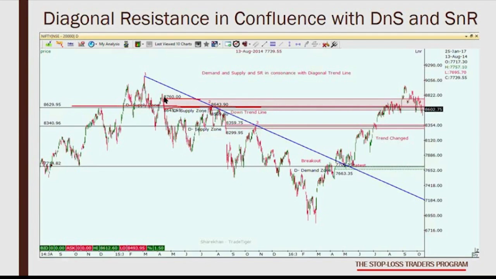For a breakout of a diagonal trend line, price needs to close above or below the diagonal trend line. So this is very important. An opposite trade is to be taken on the retest of the diagonal trend line. Here we will take an opposite trade once the diagonal trend line is broken.